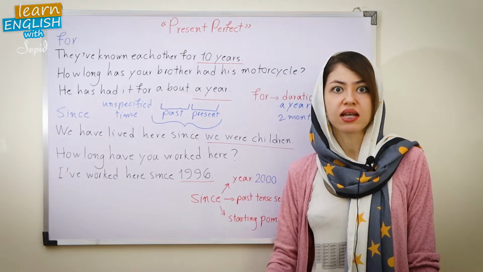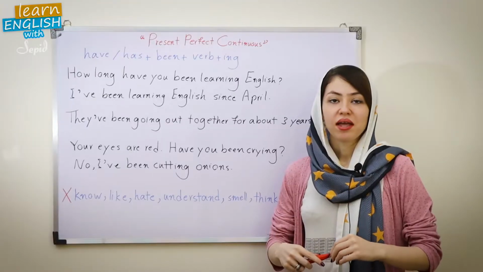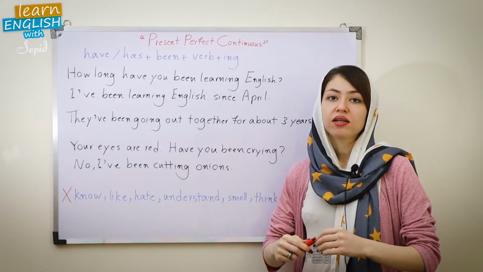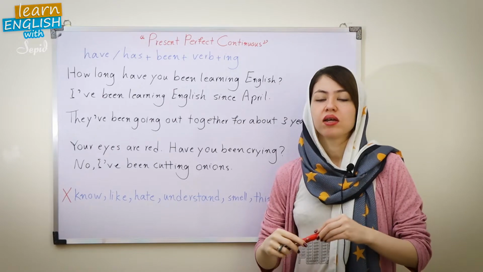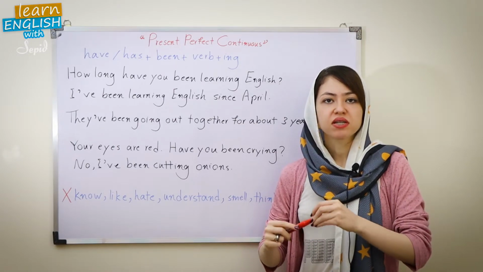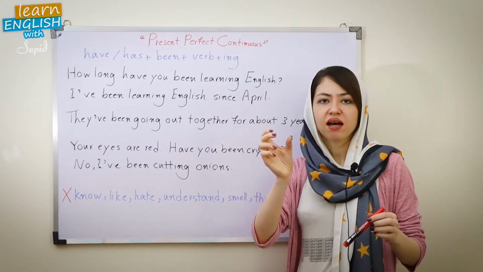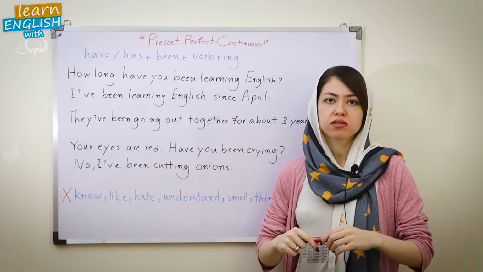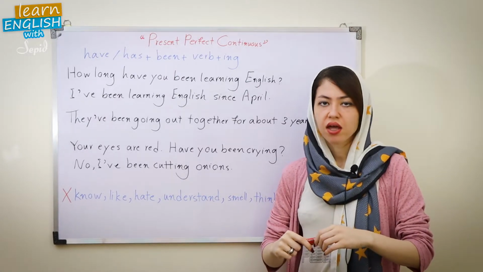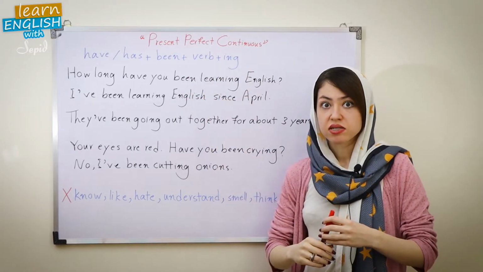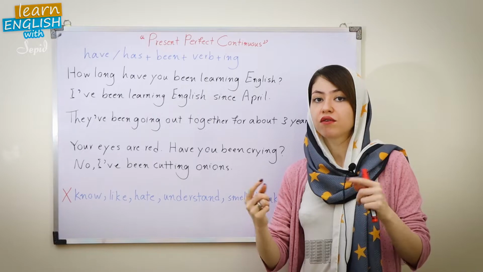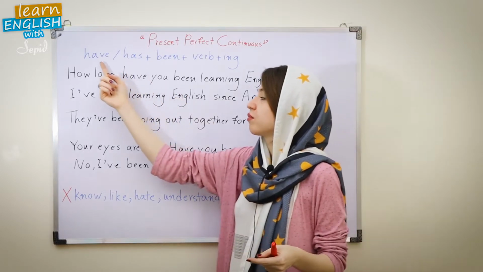So let's go to the next point. Now, in this part, we are going to talk about present perfect continuous, okay? So, present perfect simple was like that: have or has plus past participle, okay? But in present perfect continuous, you should follow another formula. So, pay attention to the formula.